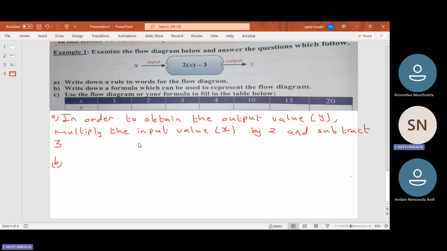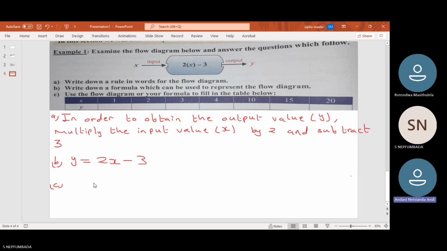They say write down the formula which can be used to represent the flow diagram. The formula is in the middle. y is equal to 2x minus 3. You are done. Is it difficult? Did you see it? Yes.